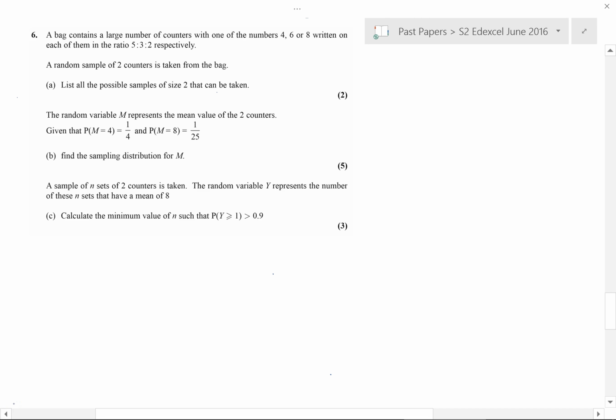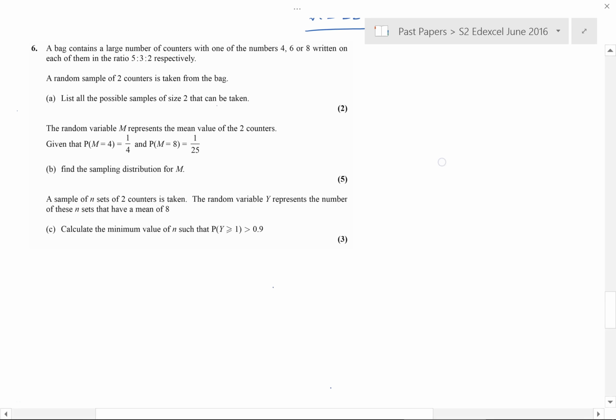So it looks like a pretty regular sampling distribution question, question 6. First, we've got a certain number of counters with numbers on them in a particular ratio, and it wants to find the sampling distributions of means of them eventually in part B. Part A is just to list all the possible samples of size 2.